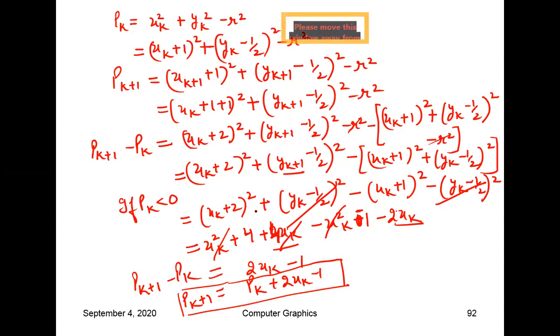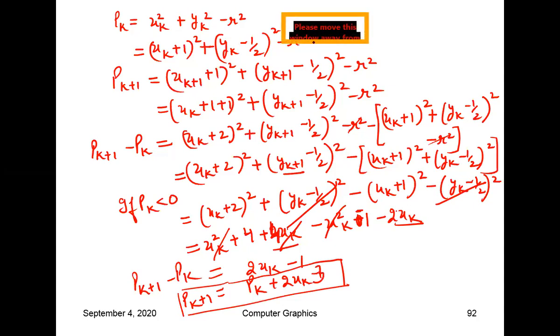Okay, someone has asked the question. Asta, this is x square k plus 4 plus 4xk, and this will be minus x square k minus 1 minus 2xk. So this 4xk minus 2xk becomes 2xk. Oh, plus 4 minus 1 is 3. Okay, you are right, Asta. Sorry.